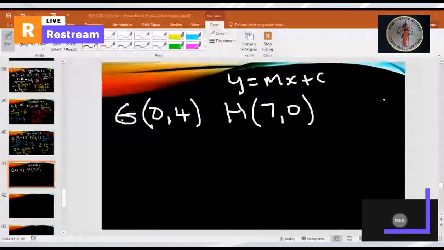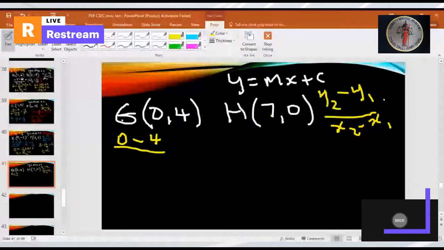So we have point G, (0, 4). Point H is (7, 0). And we know to find the gradient, it's the second y value minus the first y value divided by the second x value minus the first x value. So that would mean the second y value is 0 minus the first y value, which is 4, divided by the second x value, which is 7, minus the first x value, which is 0, and that gives -4/7. So that's our gradient.